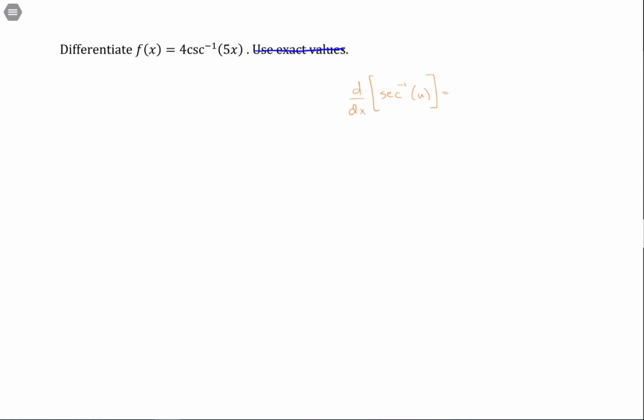All right, so the derivative of arcsecant is u prime over the absolute value of u times the square root of u squared minus 1. Now, if we make this a cosecant instead, the only thing it does is makes a negative in the numerator.